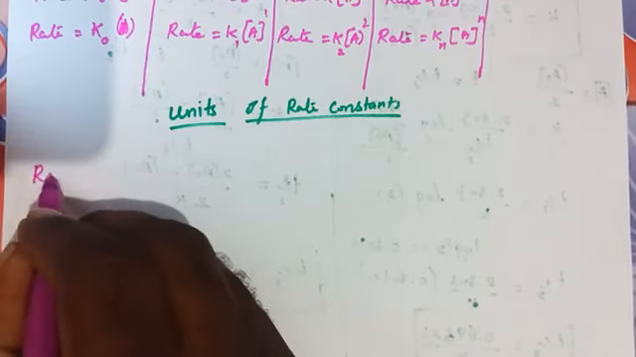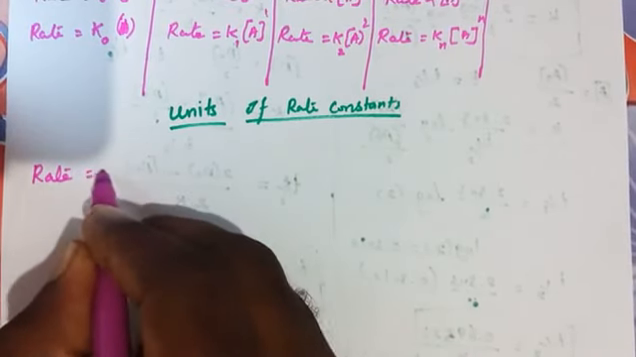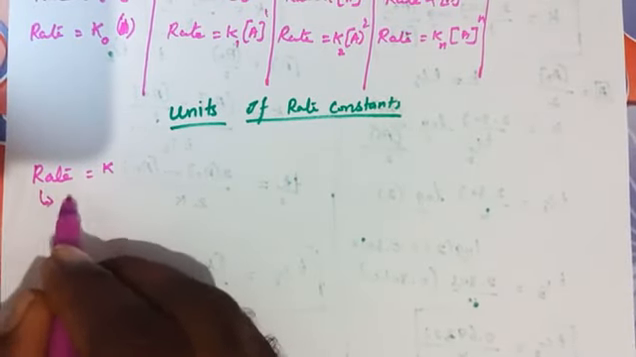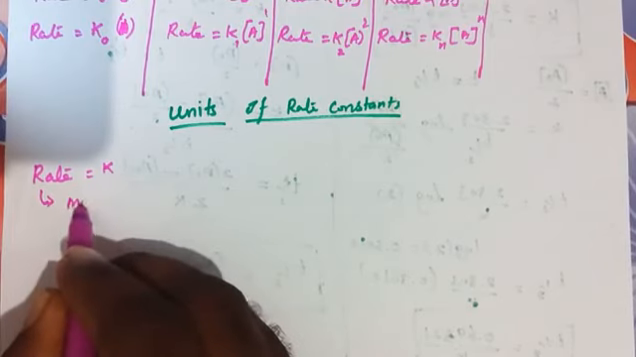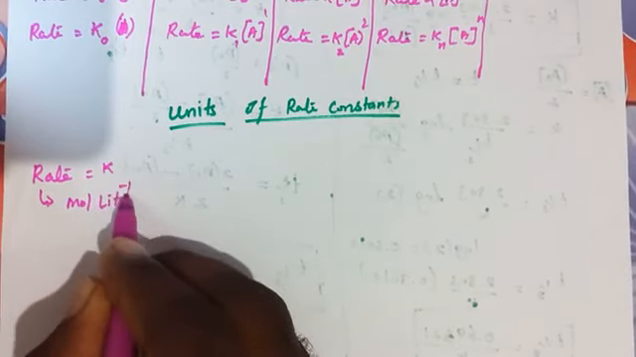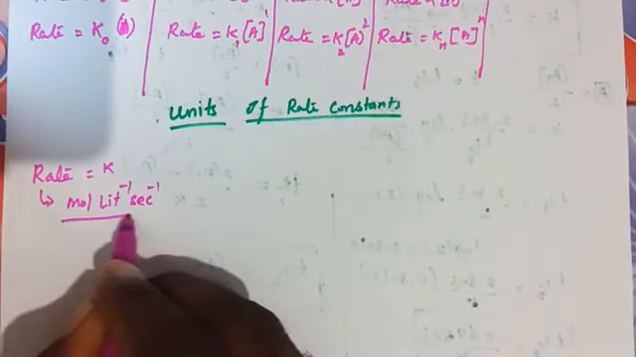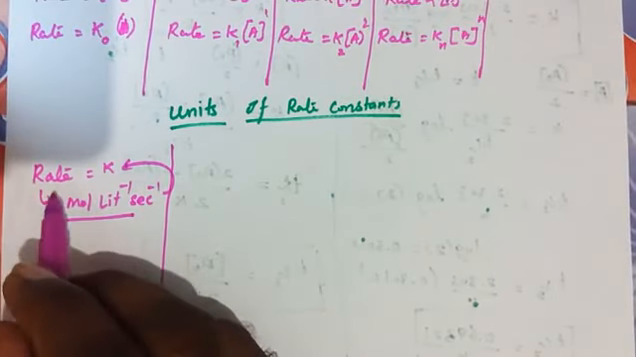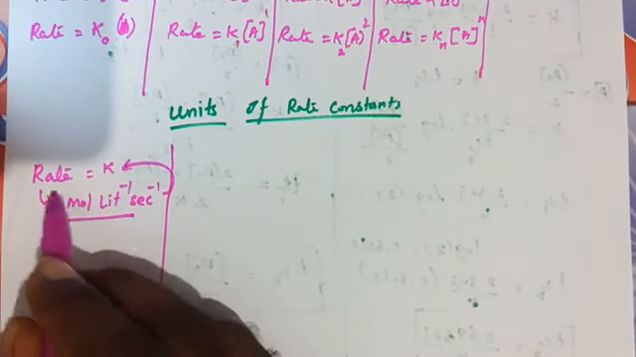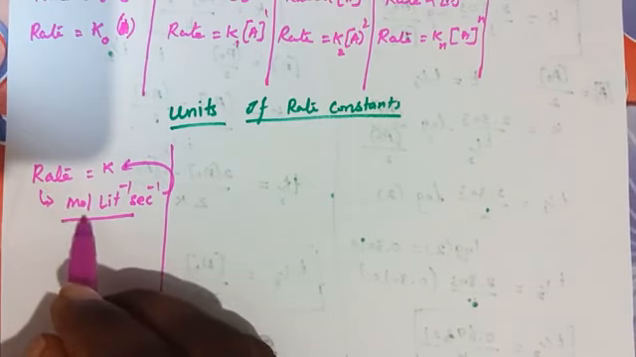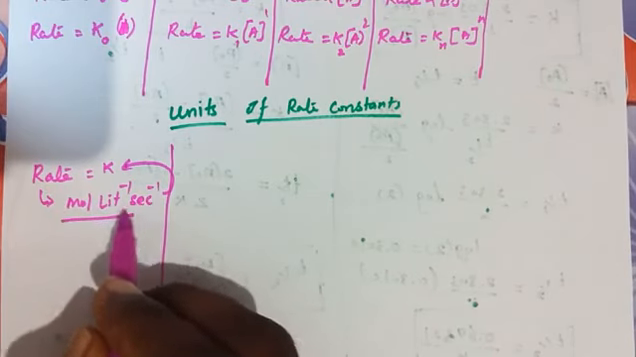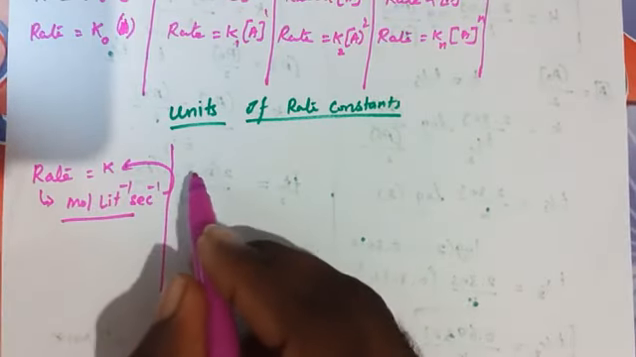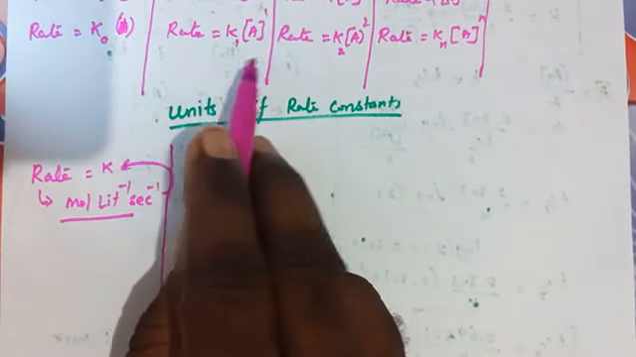For zeroth order reaction, rate is equal to rate constant K. We already discussed the unit of rate, which is mole liter inverse second inverse. It is applicable for zeroth order also, because rate is equal to rate constant K. If rate gives the unit mole liter inverse second inverse, in the sense that it is always equal to the rate constant of a zeroth order reaction.